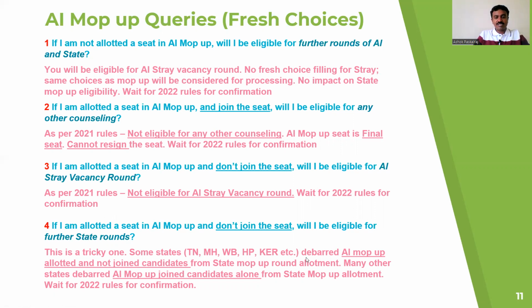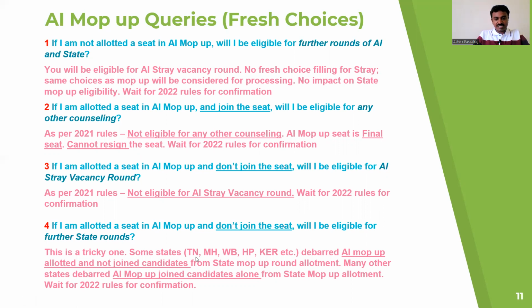The fourth scenario is, let us say I am allotted a seat in All India Mop-up and don't join the seat. Will I be eligible for further state rounds? It is the same as the third scenario. The query is whether we will be eligible for the state round. So you're willing to opt for the state round. This is a very tricky one in the sense there is no clarity on this. MCC also has provided only a matrix, but without clarity.